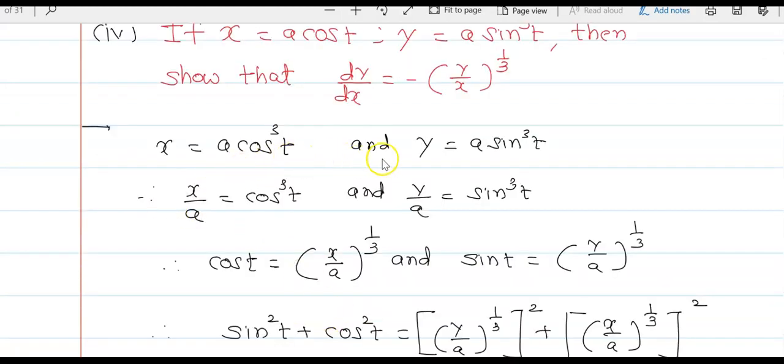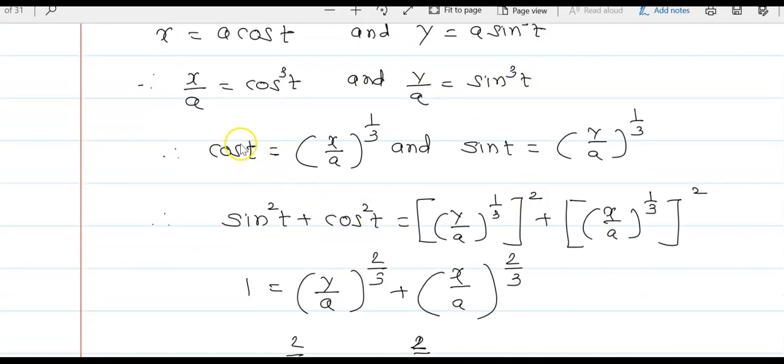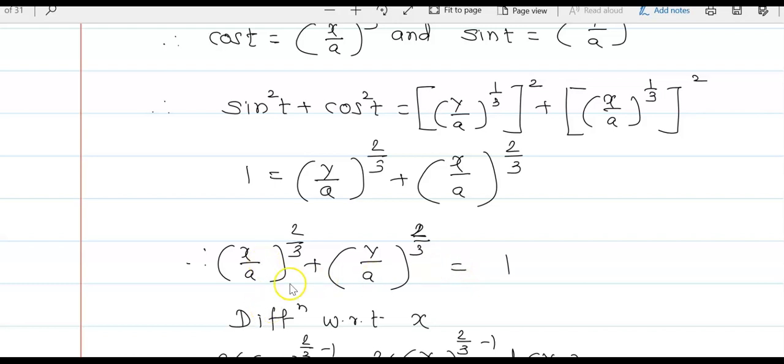Here x is equals to a cos cube t, y is equals to a sin cube t. x upon a is equals to cos cube t, and y upon a is equals to sin cube t. Therefore, cos t is equals to (x upon a) raised to 1 upon 3 and sin t is equals to (y upon a) raised to 1 upon 3. Therefore, sin square t plus cos square t, which is 1, is equals to (y upon a) raised to 2 upon 3 plus (x upon a) raised to 2 upon 3.